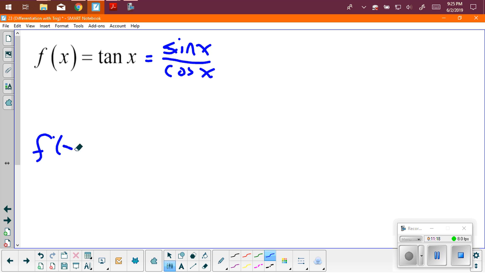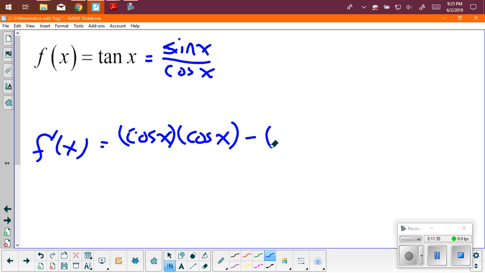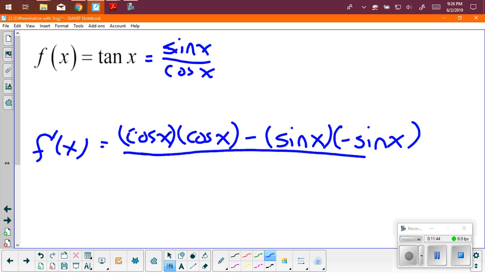So f prime of x is equal to the derivative of the top. The derivative of the top is cos of x, times the bottom, cos x, minus the top, sine of x, times the derivative of the bottom, negative sine x. All over the bottom squared, so cos squared x.